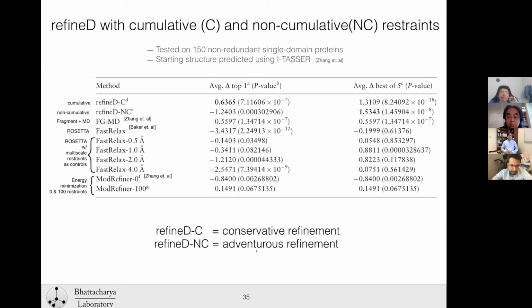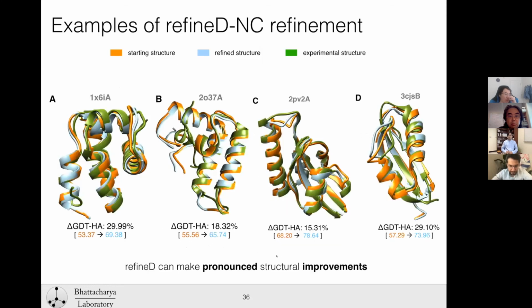We can also combine these modes together. We can try the adventurous mode first and then the conservative mode afterwards, in a sort of cascaded manner. We are currently experimenting with some of these cascades of different modes. This is a case study of what the refined non-cumulative mode can do and how much improvement it can lead to.